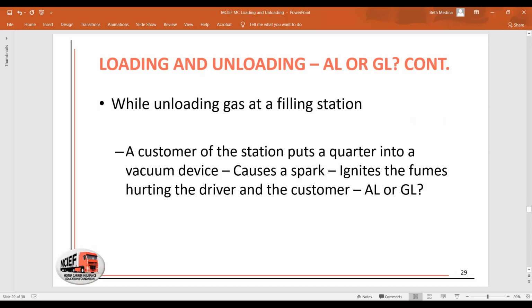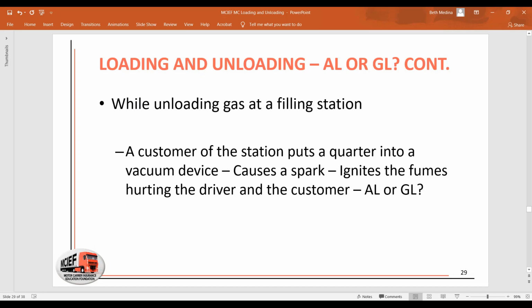When unloading gas at a filling station, a customer of the gas station puts a quarter into a vacuum device. It causes a spark and ignites the flame. It hurts the driver and the customer, auto and GL. Well, the question here is, where did the fumes come from? If the fumes came as we're unloading, then it's auto. If the fumes came after it hits the bottom and comes back up, then it's GL.